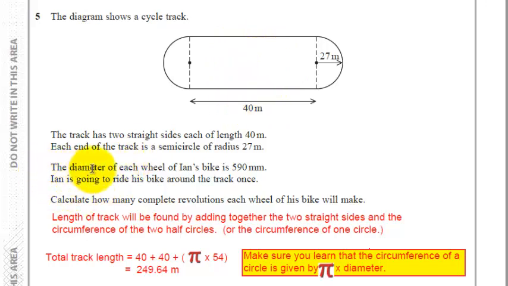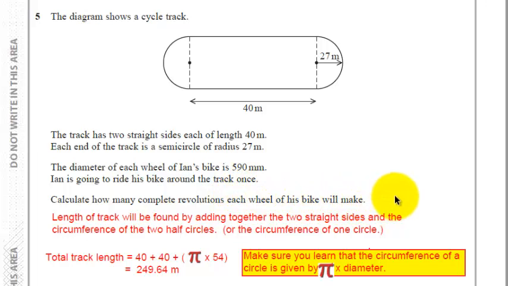The diameter of each wheel of Ian's bike is 590 millimeters. Notice that the units have changed here, so that's something we're going to have to keep an eye on. Ian is going to ride his bike around the track once. Calculate how many complete revolutions each wheel of his bike will make.